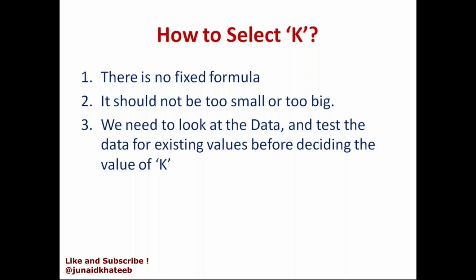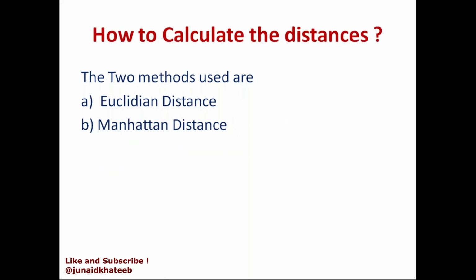Now, first and foremost, there is no fixed formula. I cannot tell you, you do this, or this is how you calculate the value of k. There is no fixed formula. Just don't take the value of k to be very small, and at the same time, don't take it to be too big. Some intermediate value is what you need to look at. Before we start applying this algorithm, we need to have a look at the data and try to understand and decide what the best possible values of k are.